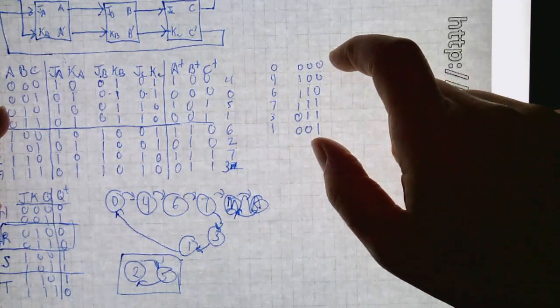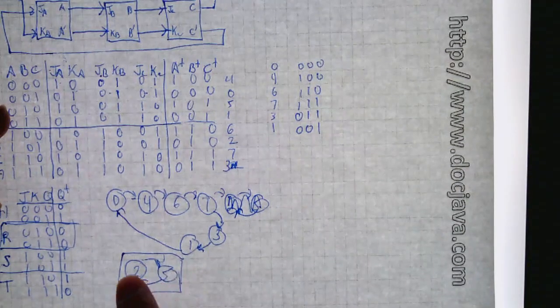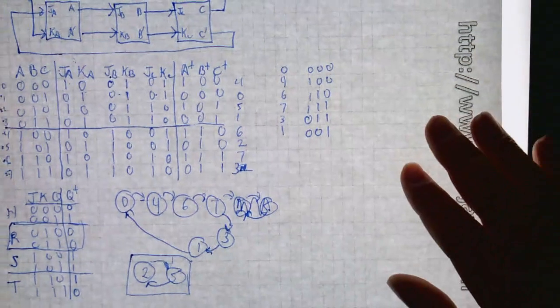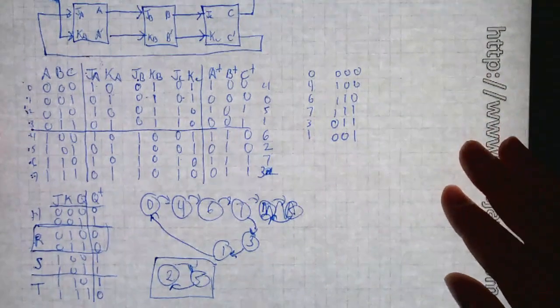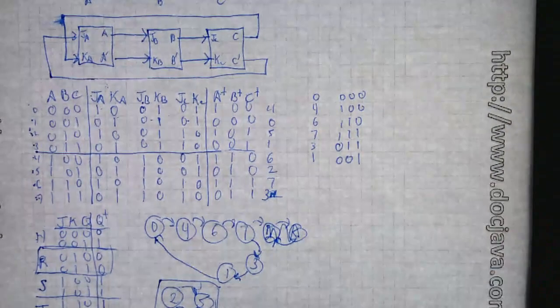But if for some reason you were to restart this entire system and it started at 2 or 5, it would just oscillate back and forth between these two things. It's not a self-starting counter. And if it gets in one of these two states, you'll be stuck there forever until you cycle power off. So that is the analysis on the 3-bit Johnson counter.